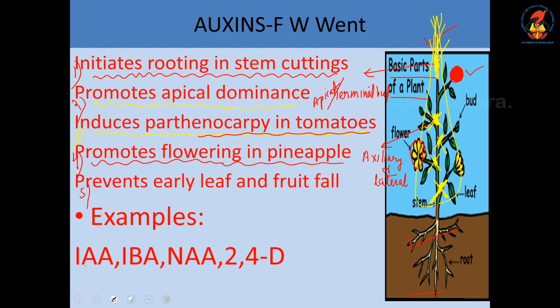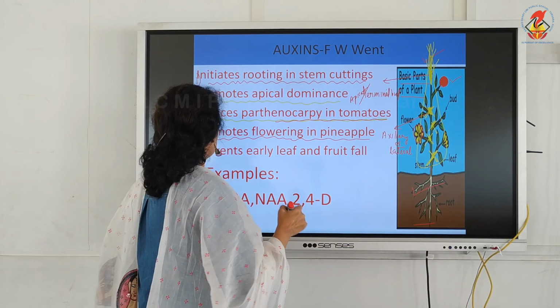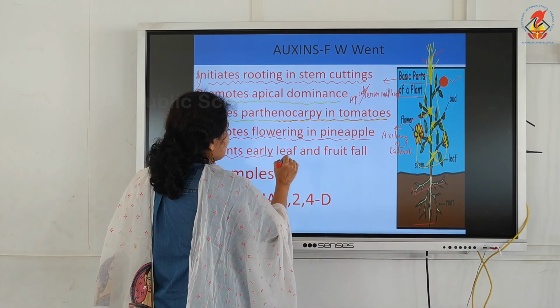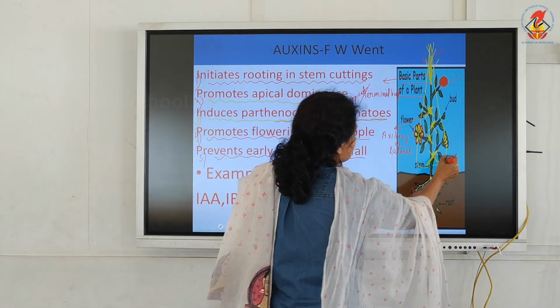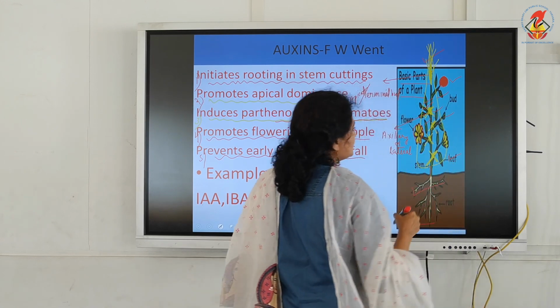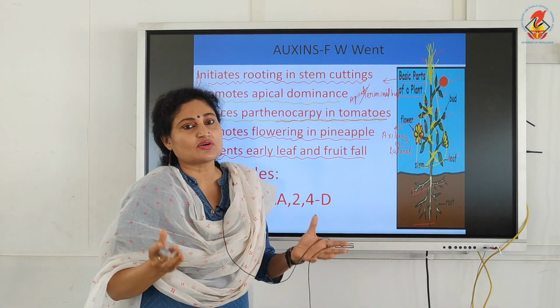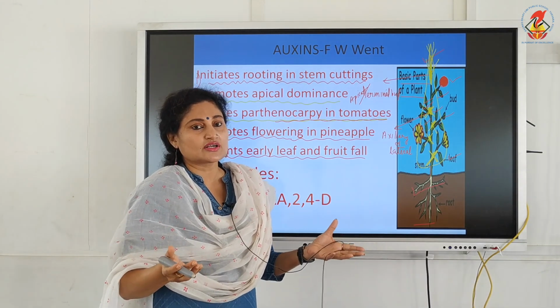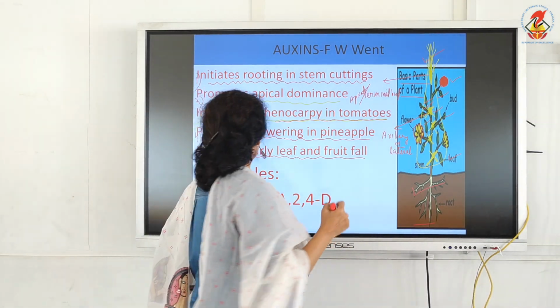Because this is a mnemonic, I will take a basic plant. Next, auxin prevents early leaf and fruit fall. So, regarding the leaf and the other fruits, it prevents early falling. The leaves remain intact on the tree or plant for a longer time because of auxin.